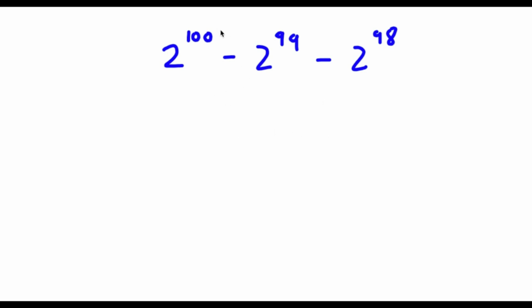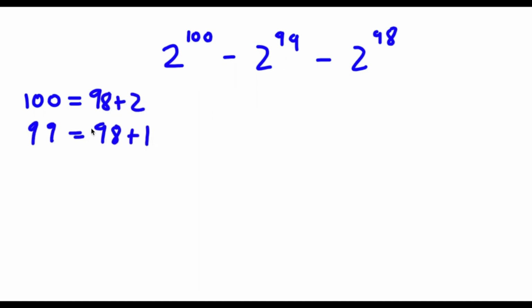Alright, so I have 2 to the power of 100 minus 2 to the power of 99 minus 2 to the power of 98. So first off, 100, this is the same thing as 98 plus 2. 99, this is the same thing as 98 plus 1. And 98, that's the same thing as 98.